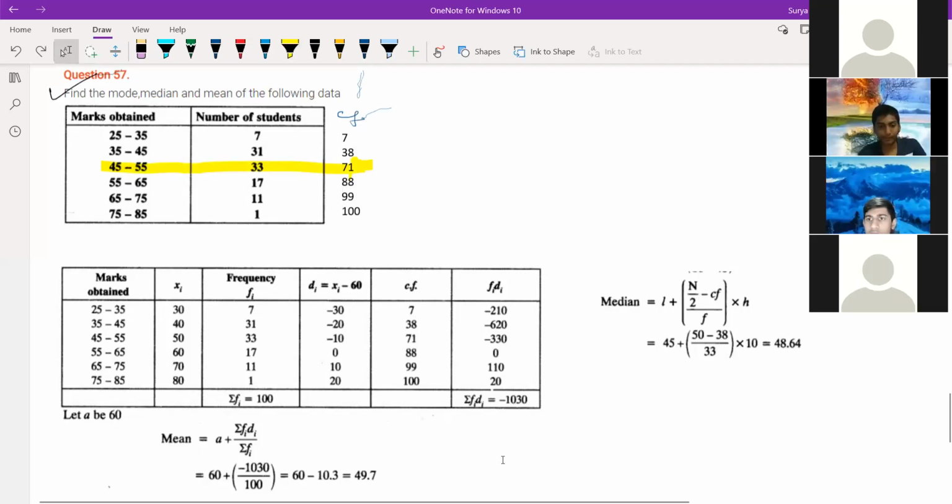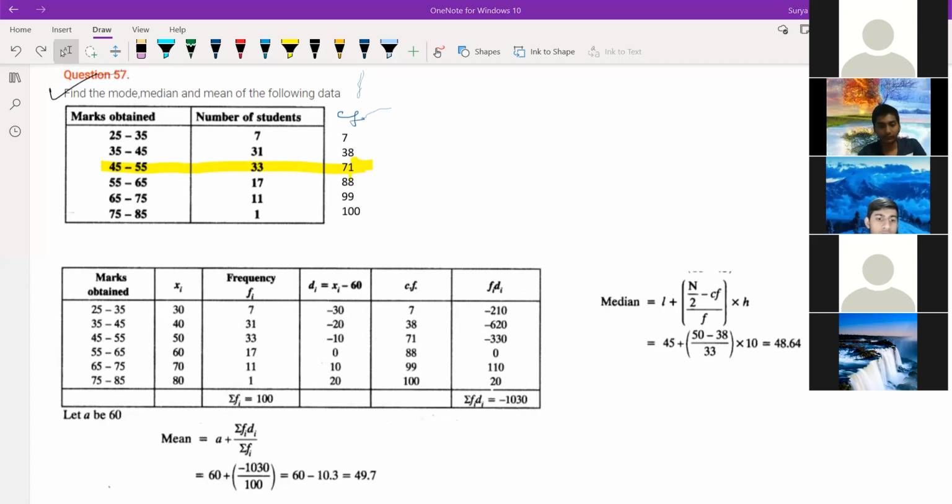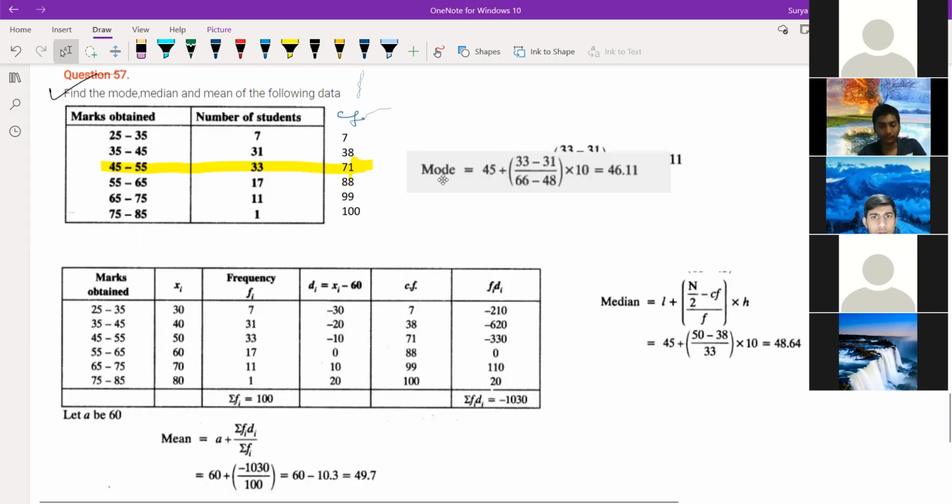Rasool, are you having doubt or what? Sir, mode I am getting 46.1. Mode is what? One minute. Mode is 46.11, right? Yeah, I got 46.11. Rishi, what did you get? Sir, what mode did you get? Sir, I got 45.